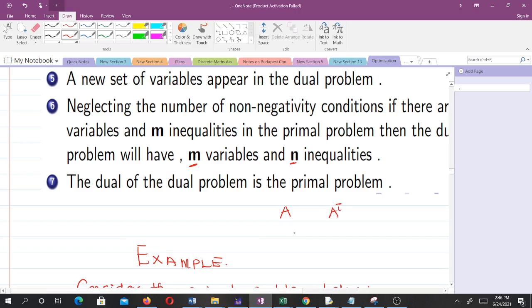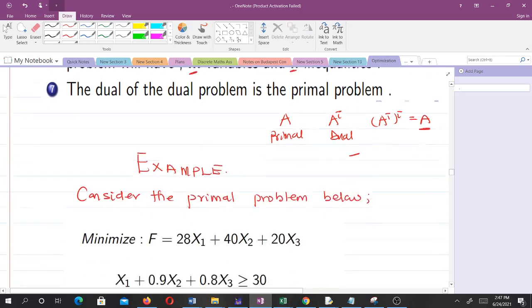After writing it, you find its transpose. So A transpose is the dual, and when you find the transpose of the dual, you get back the primal. That's the reason why point 7 says that the dual of the dual problem is the primal problem. I hope you get it. Alright, so I've talked much. Now let's illustrate it with examples.